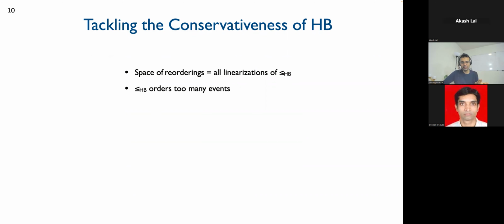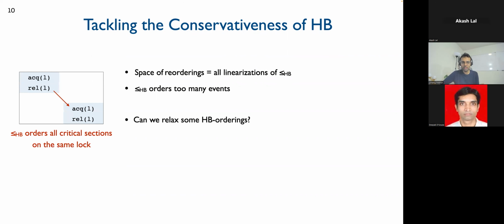And the point is that the partial order is too conservative. It orders too many events, and therefore it misses some reorderings which are not linearizations of this partial order. Now the question is, can we relax some of these reorderings? If you naively relax these reorderings, you might end up in linearizations that are not even correct reorderings because you might overlap critical sections, for example.